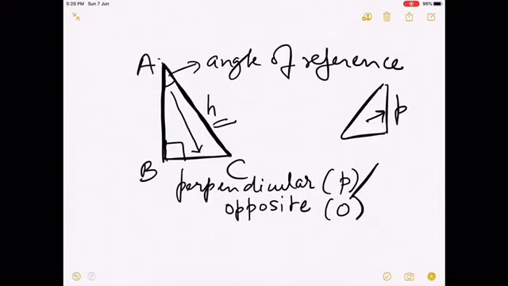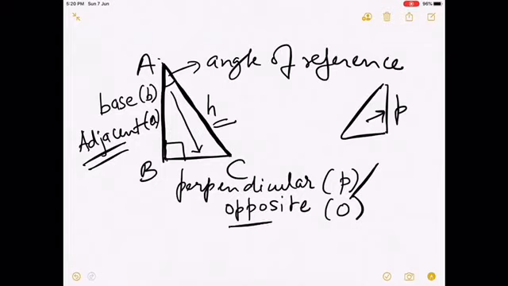So the side which makes up the angle, this side will be known as the base. In short, we will write that as B. Another name for base is adjacent. In some of the textbooks they use the concept of adjacent. In short, we can write that as A. In some of the textbooks you will find it written as adjacent and opposite, and in some other textbooks you will find it written as base and perpendicular. Now here I will be using the concept of base and perpendicular.